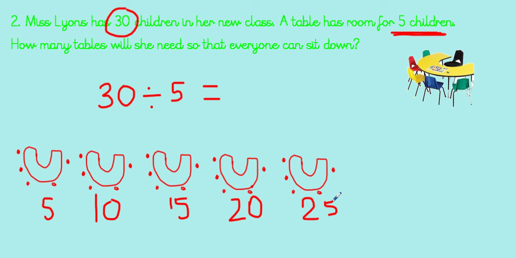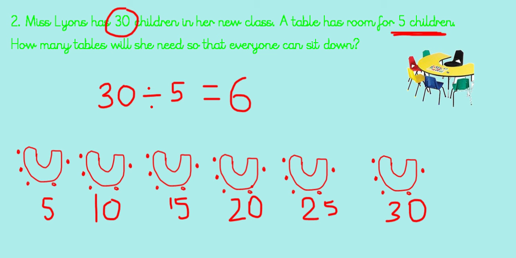Oh, still a few more left on the carpet. And 30. So now all of my children are on a seat, on their bottoms, at a table. Fabulous. How many tables was that then? 1, 2, 3, 4, 5, 6. So 30 grouped into lots of 5 is 6.